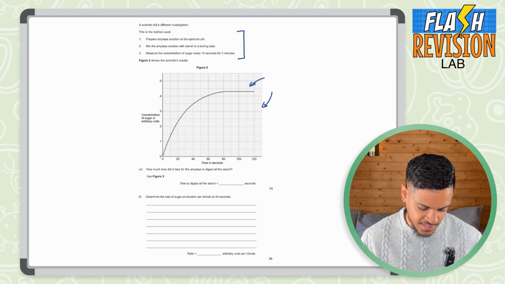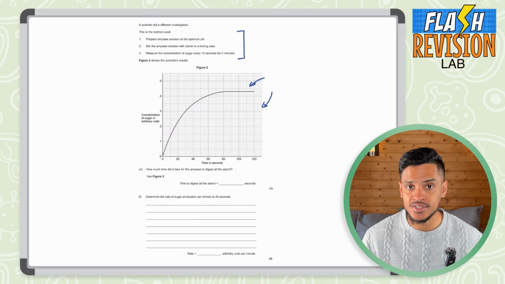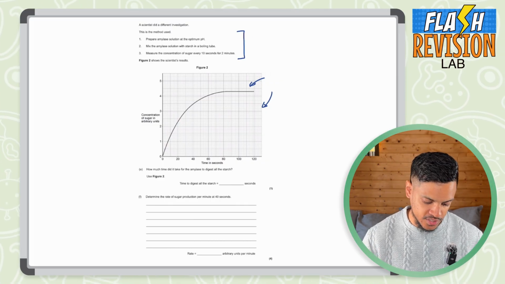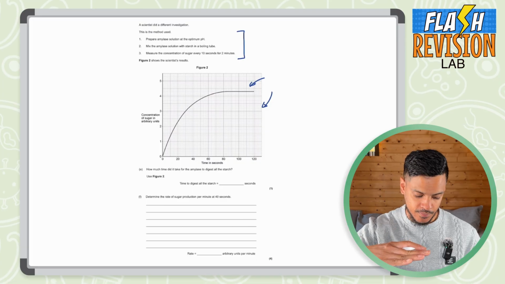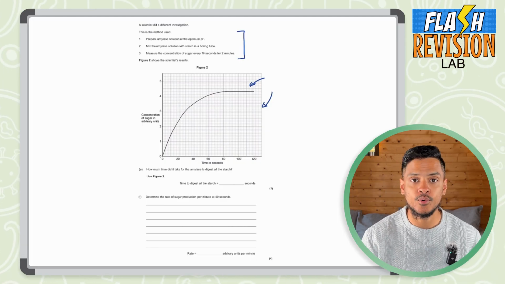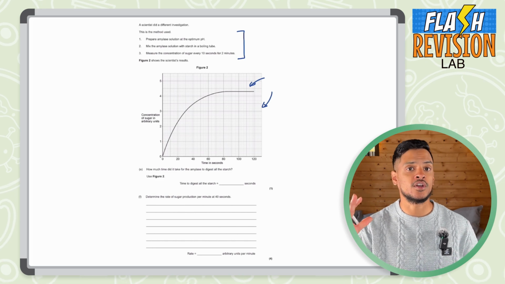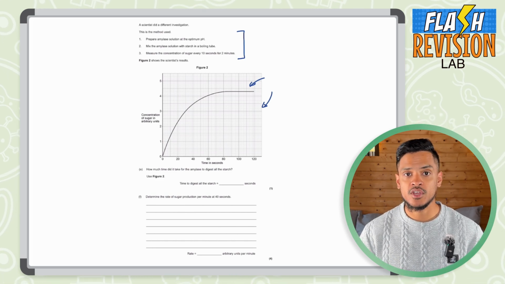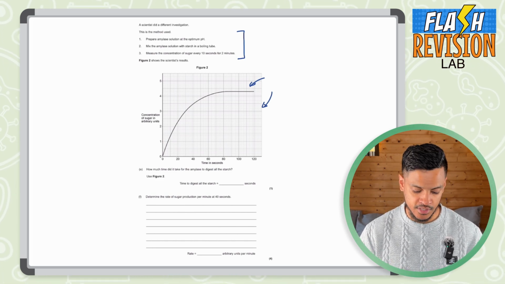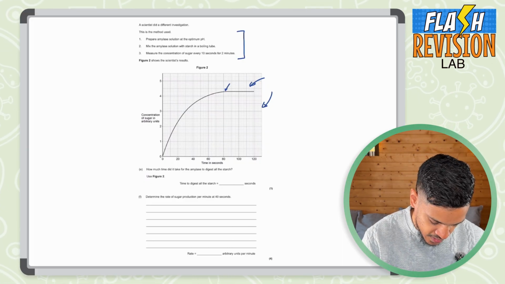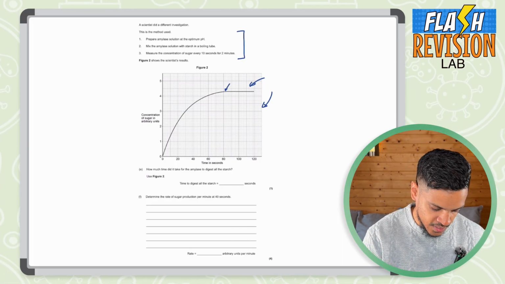How much time did it take for the amylase to digest all the starch? That's the first question. So to find that out, you want the point at which the graph becomes flat, because at that point, there's no more increase in sugar. So that means you've had your maximum amount of sugar being produced from the starch. All of the starch has been broken down, so there's no more to be given. So that would be around this point here. So you'd need to read that off.